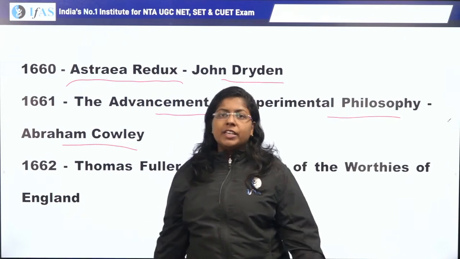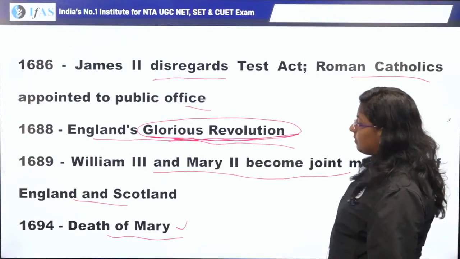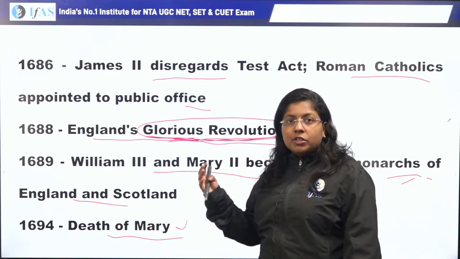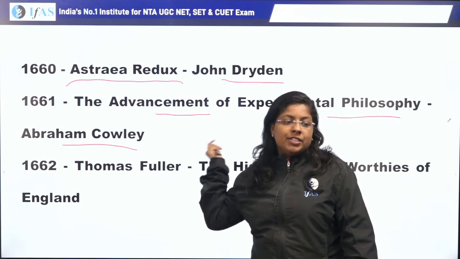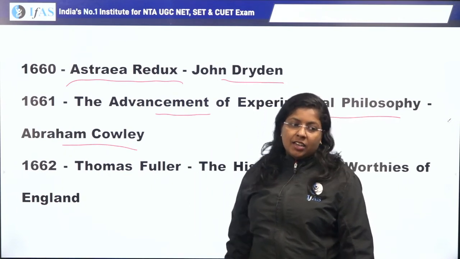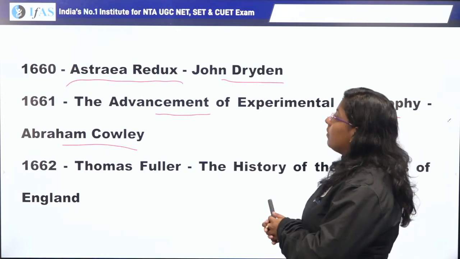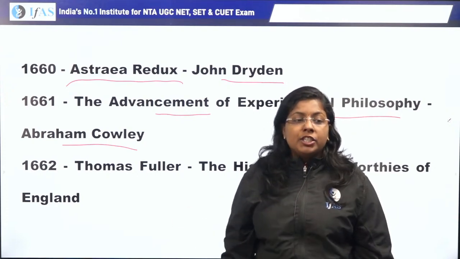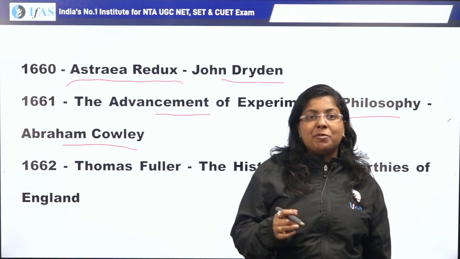So we saw the historical background. In the last slide, it was about the historical background up to 1694, the Restoration era. From this slide, it's all about the chronological sequence of the publishing of literary works during the Restoration age. Got the idea? So in 1661, Abraham Cowley published his famous work, The Advancement of Experimental Philosophy. Got it?